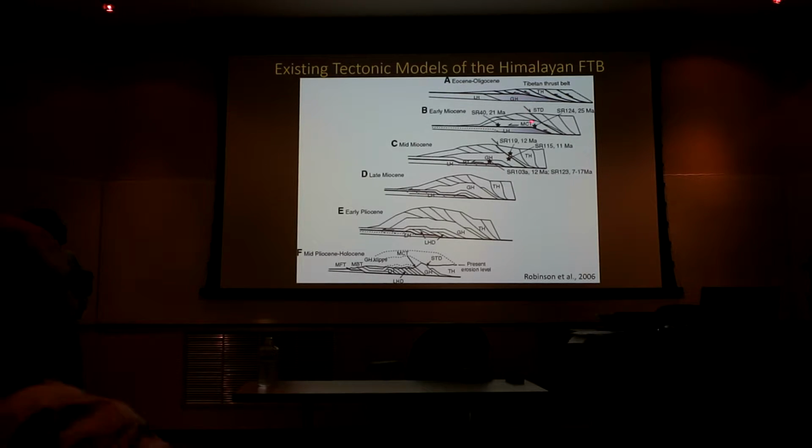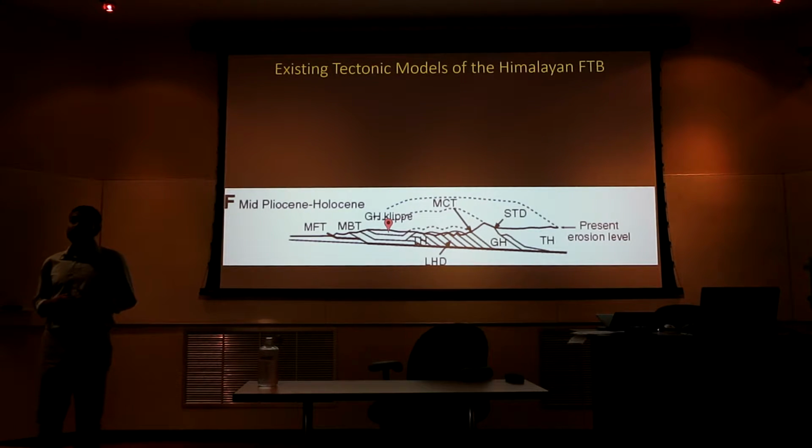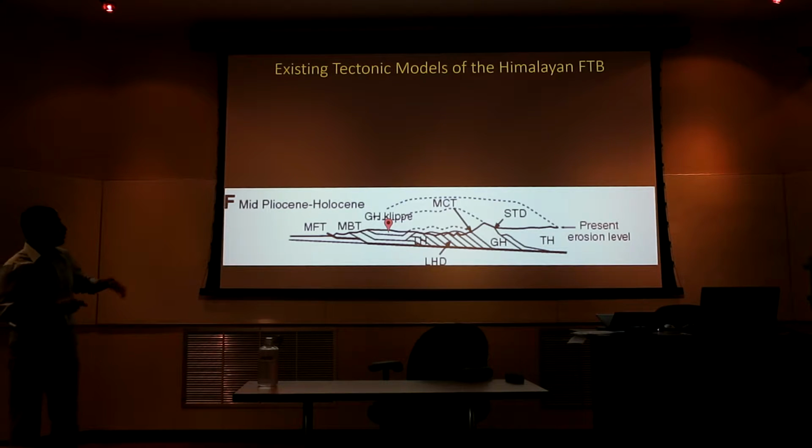gray coloration here. And then in early Miocene, the MCT became active, and the greater Himalayan rocks started getting emplaced over the lesser Himalayan rocks. And with time, the deformation proceeded, and this is what we have as the end product. So this is how it looks. So if we walk across the thrust belt, this is what we're going to see.